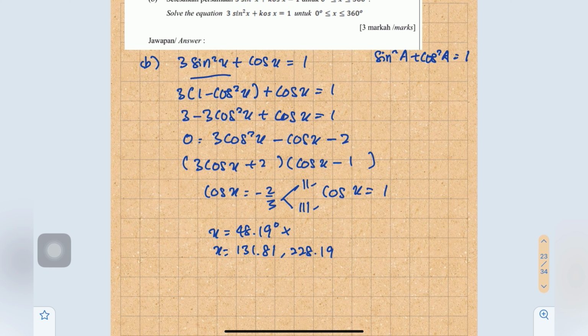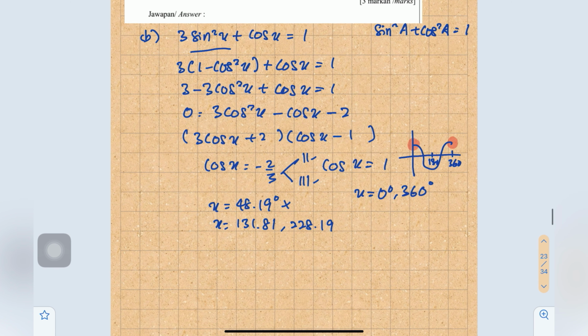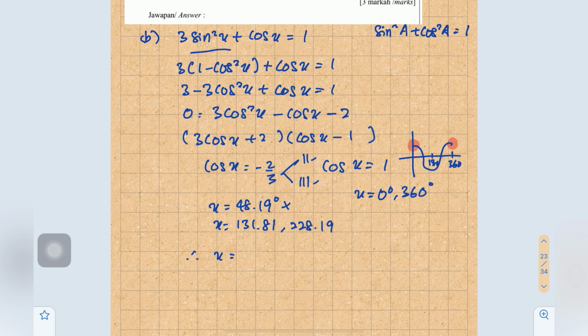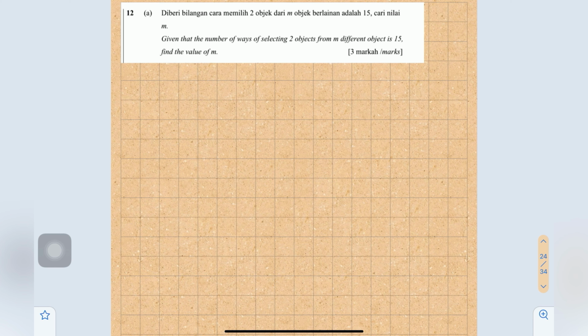So another one ni cos x equals to 1. Yang ni kita kena guna graph cos. Dekat sini ni 360, ni 180. Dia nak cos 1. So kat sini lah. So x is 0 degree dengan 360 degree. Okay, so therefore kita conclude lah all these angles. So x equals to 0, 131.81, 228.19 dengan 360.